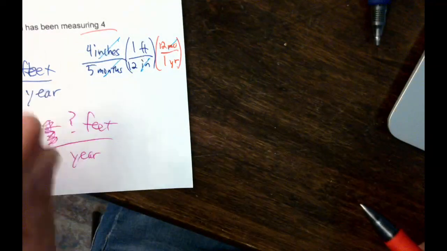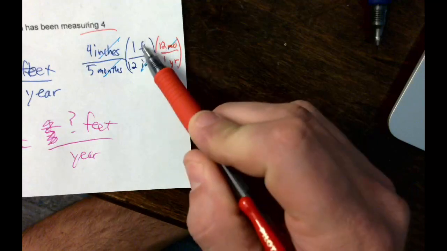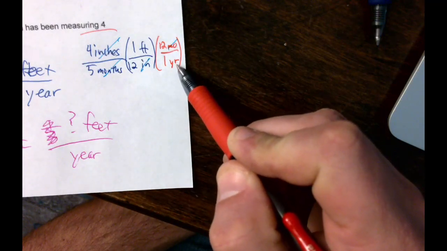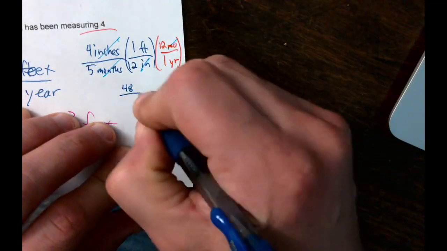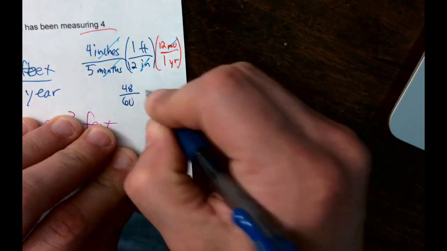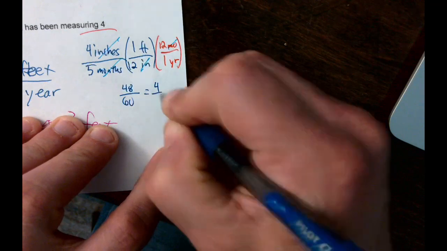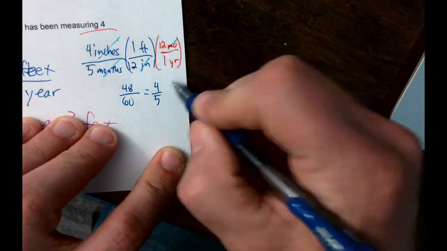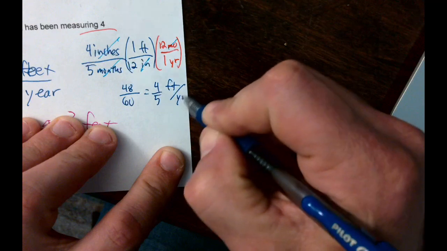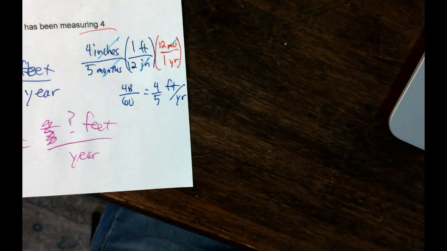Well, the inches are going to go away. The months are going to go away. I just have to know how many months are in a year. 12. 12 months per year. Now, follow this. Go back through that really quickly. Feet per year, the only units that are left. So here's what I'm going to get here. 4 times 12, that's 48, over 5 times 12, that's 60. We're going to reduce that to 4/5, and then we're going to get feet per year. 4/5 of a foot per year.